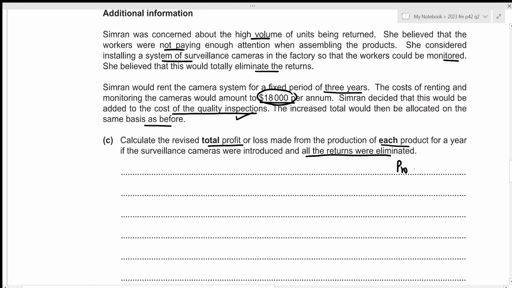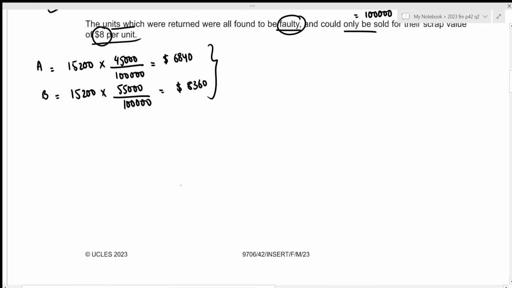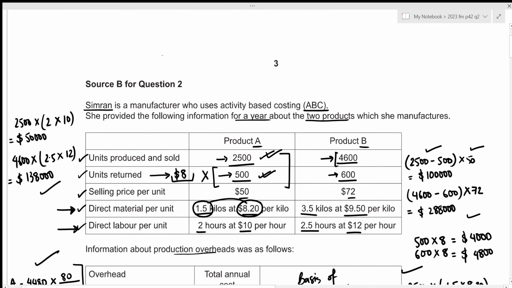That's for product B. This will be for product A. We'll start with our net revenue. Okay. So let's calculate our revenue for product A. We are just going to multiply the selling price per unit to our total units produced. So that's 2,500 multiplied by 50, which results in 125,000.